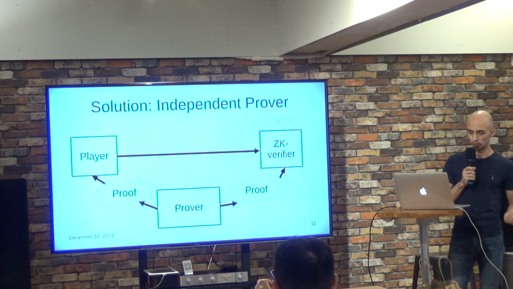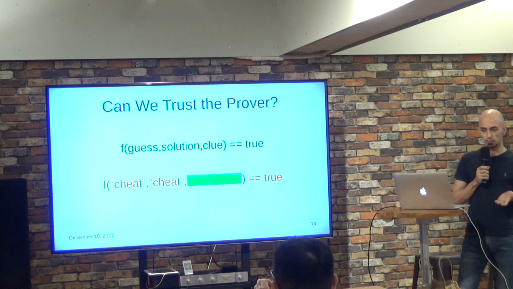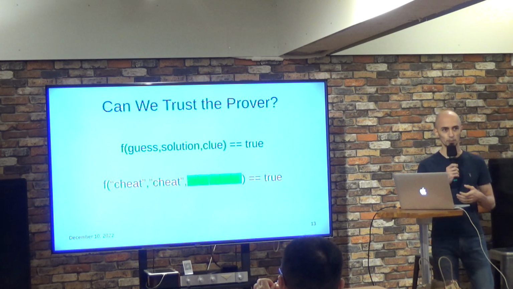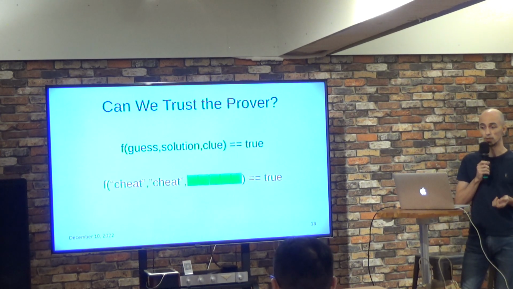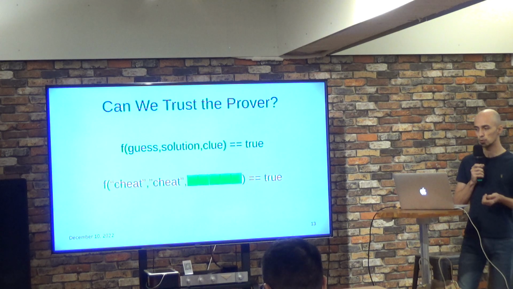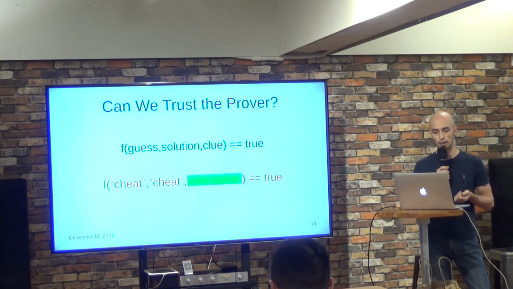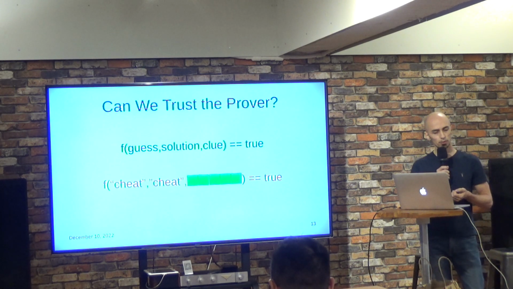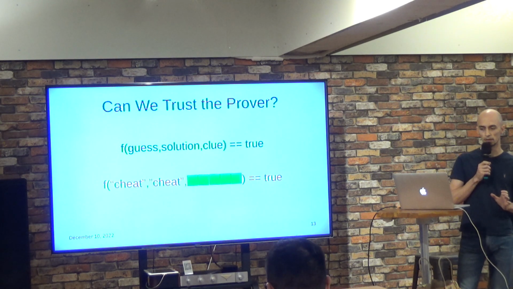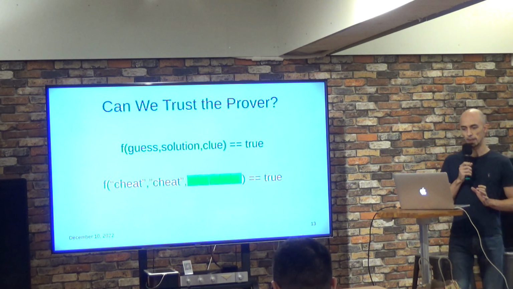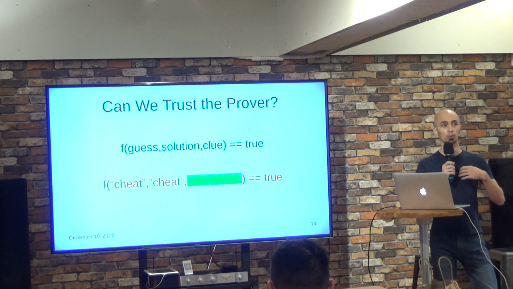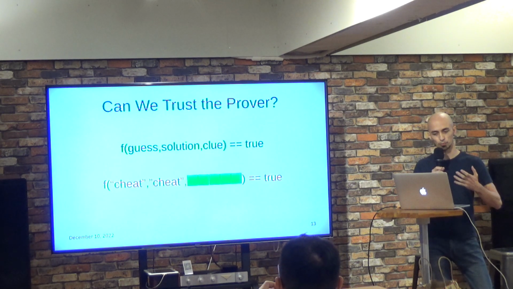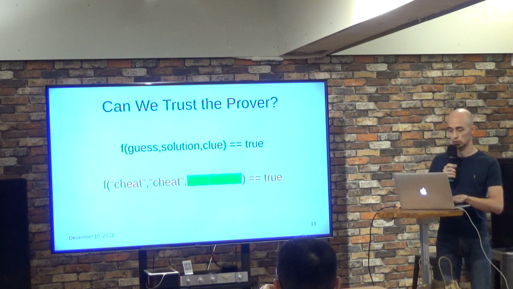Can we trust the prover? Because the problem with the solution substitution, or any input substitution, stays the same. So if we have an independent prover, how do we trust that independent prover? Or if we reformulate the problem, maybe there is a way to somehow fix the solution to make sure that it will not be substituted when the prover runs the proving function.